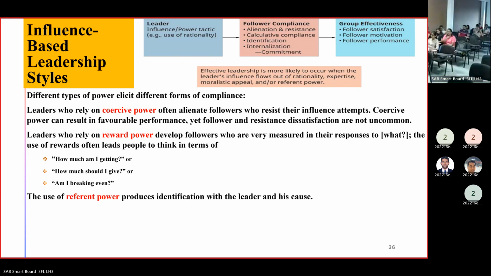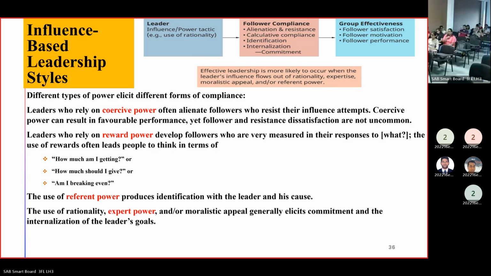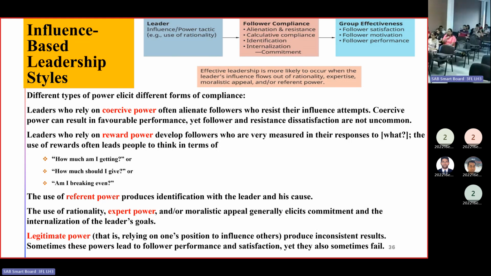Reference power. Expert power. Legitimate power. Okay, I'll just keep it in alignment position. So now you can understand this. Many questions, please ask. I've given two examples. I have related it to myself. But if you have any problem, you can ask.